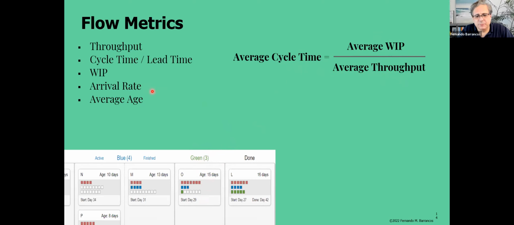Other common metrics are arrival rate, which is the number of requests from the business. If you get 15 requests per sprint and you're delivering 10 per sprint, you are in trouble. And the average age, which we also see on this slide, is an early indicator of problems, because you know the cycle time once the item has been delivered. But if the average age of the items is increasing, you can anticipate that your cycle times will increase as well.